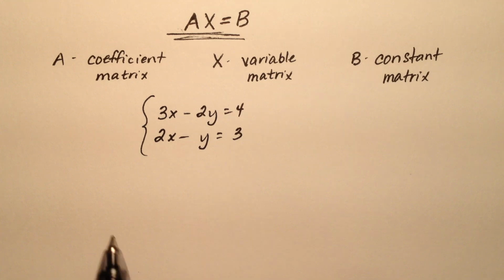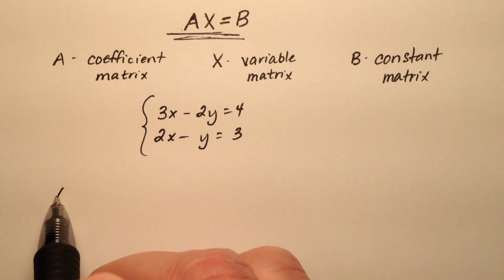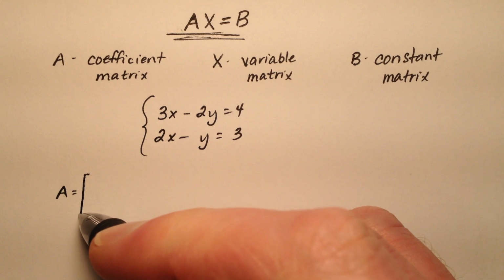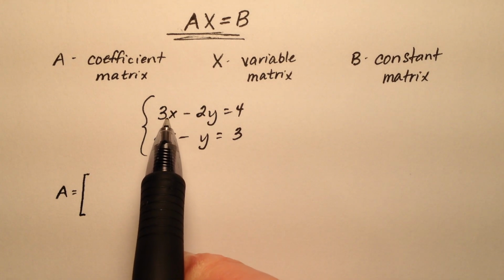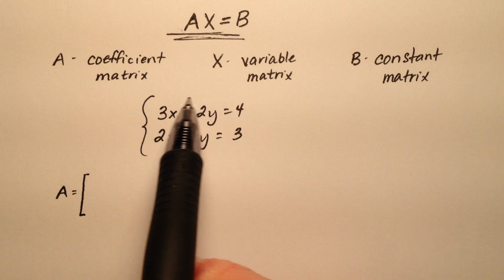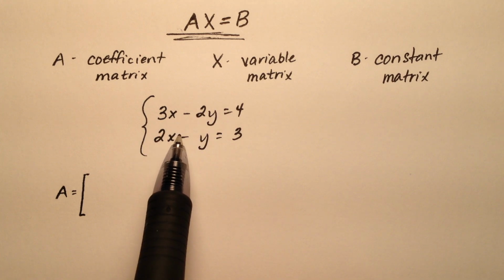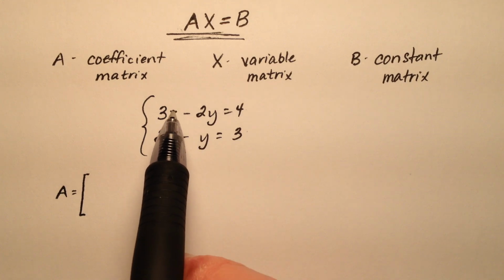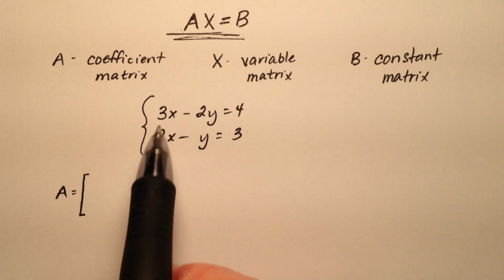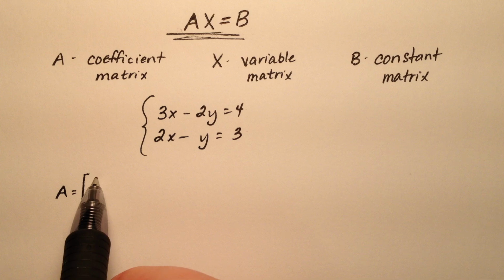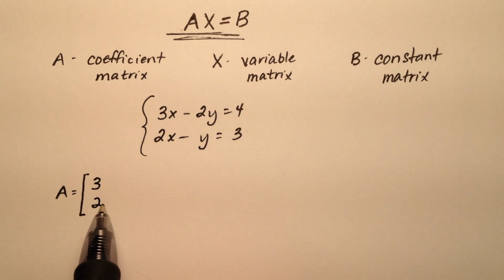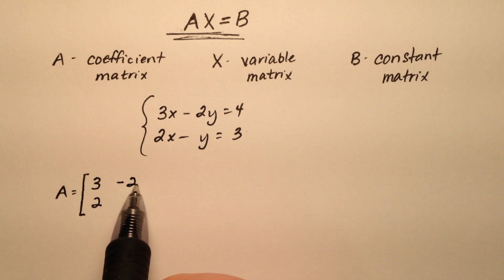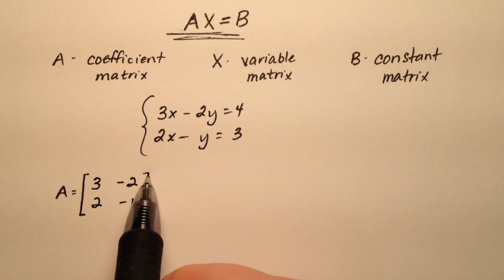So what that will look like in this specific case: A is the coefficient matrix, so it's going to be a 2 by 2, and I'm just going to grab the coefficients since each of these equations is already in standard form, xy equals a number and xy equals a number. The first column will be the coefficients of my x variables, so 3 and 2. The second column will be the coefficients of my y variables, so -2 and -1.